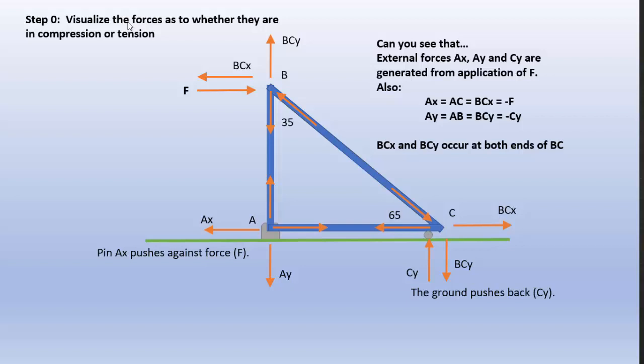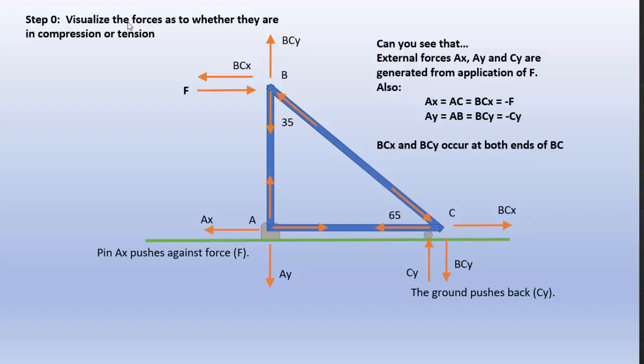So you can see BCX and BCY there. Think of it as the force just being transferred through the beam to the other point, C. Those forces are equal, but if you look at it, you'll see that they're in opposite directions. So BCX is pushing to the left on B, but it's going to be pushing to the right on C. It's pulling up at B, but it's going to push down at C.